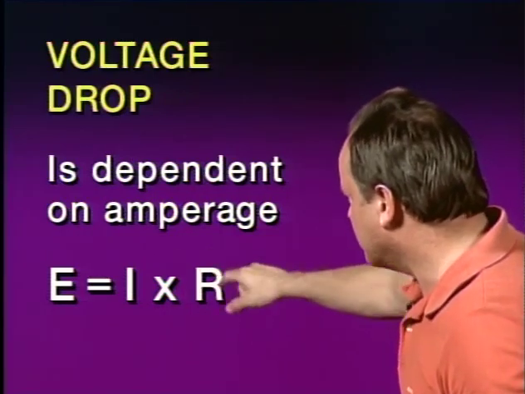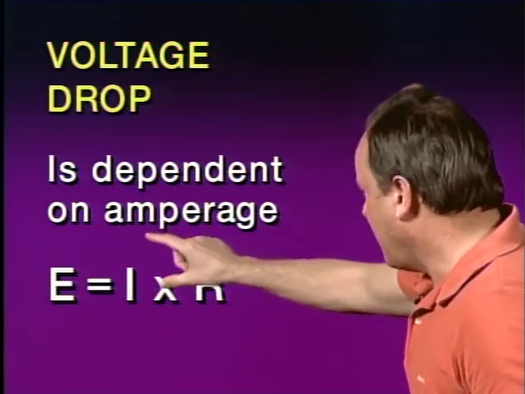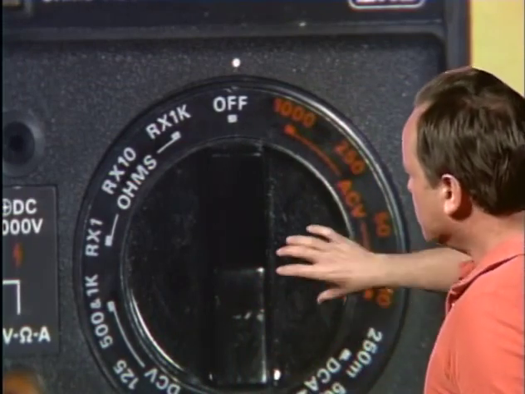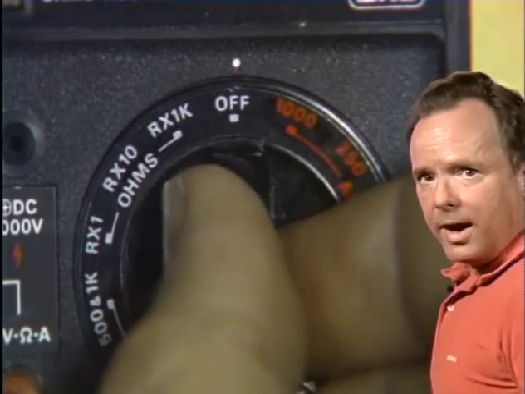So the correct answer on the test is it's dependent on amperage. All right, now, you can measure resistance with a device called an ohm meter. Here is an example of an ohm meter, and the way you use it is you set the scale to the right level you want. Let's assume we have it set on R times 10. What you do is read the resistance off the meter and then multiply it times 10.